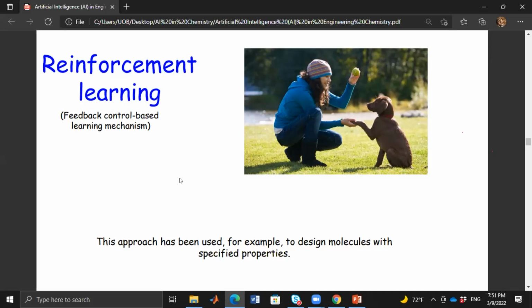Okay, so again, you teach, for example, here, as you can see in the picture, the girl is teaching the dog something. And the way she does it is, if the dog does the right thing, she rewards it, and if it does the wrong thing, she punishes it. So this concept of a reward and punishment can be encapsulated inside the algorithms, and then the learning happens.